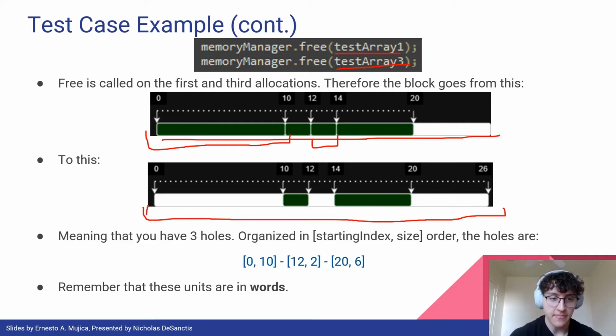So we have one hole here at an offset of 0 that goes for length 10. We have another hole starting at 12 that goes for length 2, and then the final hole that starts at offset 20 and goes for length 6. Oh, and yeah, these units are all in words here, by the way.